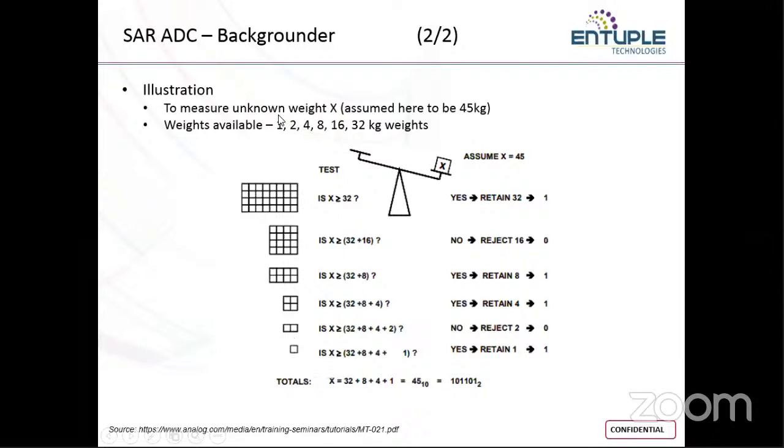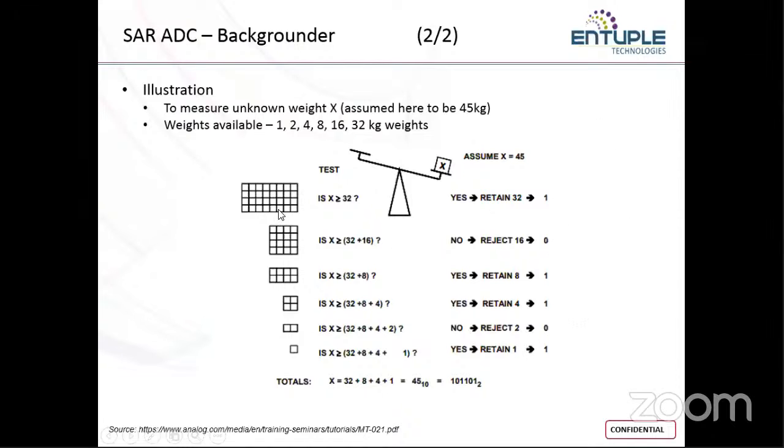Finally, we have the 1 kg weight: 32 plus 8 plus 4 is 44, plus 1, we have 45. Now it is maintained in balance. The binary equivalent allocated to this is 1. Now we get the binary equivalent for 45 kg. The decimal number 45 is 101101 to the base of 2.